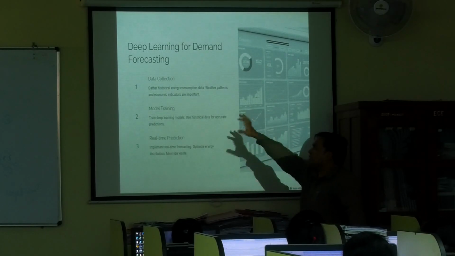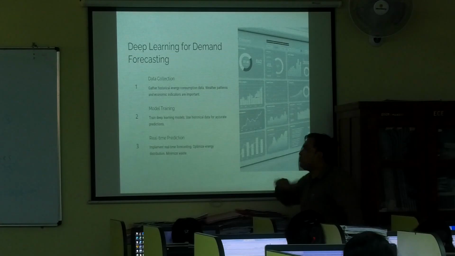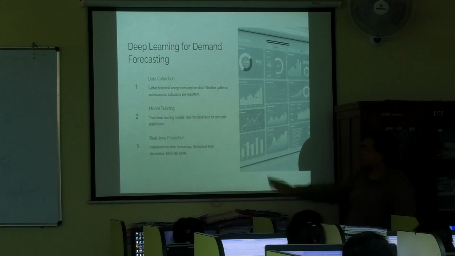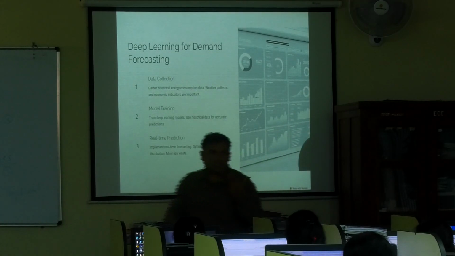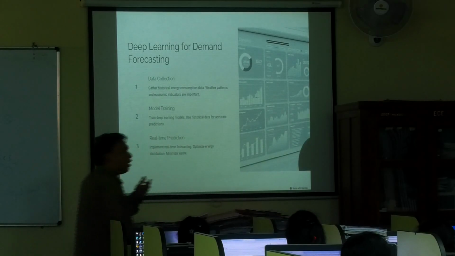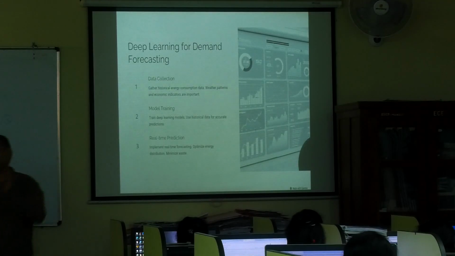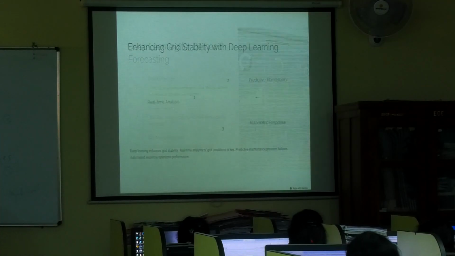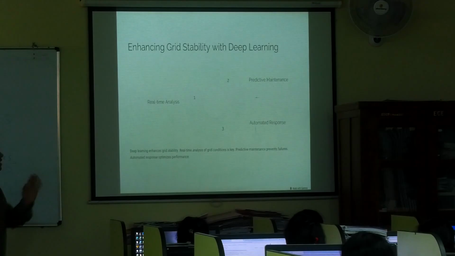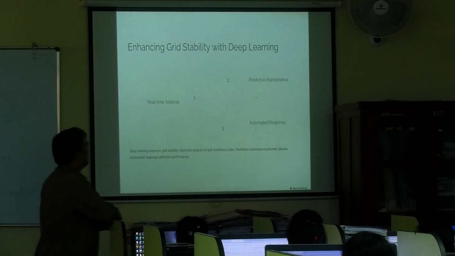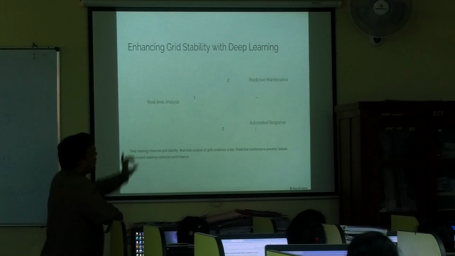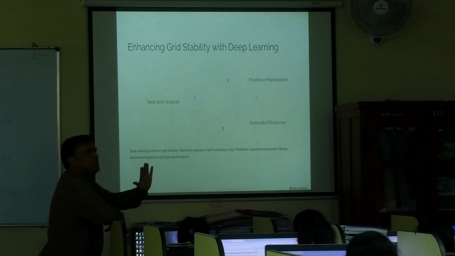So data will be collected, the model will be trained, and then real-time prediction. We are going to implement real-time forecasting based on the data and optimize the energy. We can distribute it and minimize waste. All these are concerns, and deep learning enhances grid stability. So real-time analysis, predictive maintenance or automated response.